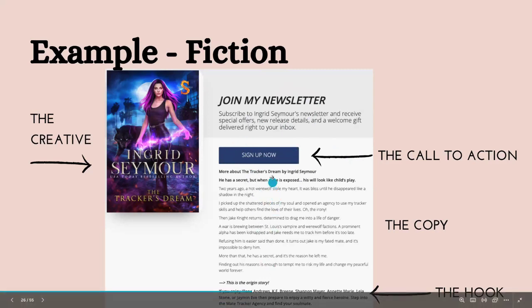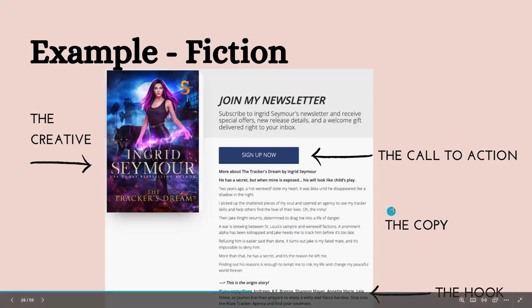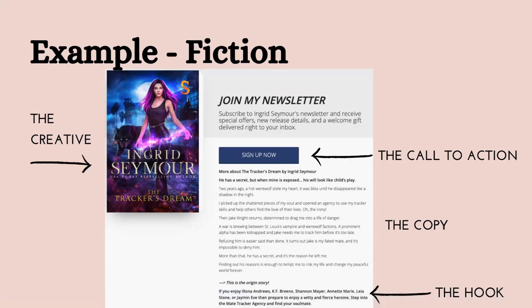The copy is probably straight from Amazon. It's the book synopsis, probably on Amazon. And then the hook is down here. If you enjoy Ilana Andrews, K.F. Breen, Shane Mayer, to prepare a witty and fierce heroine, step into the mate tracker agency and find your soulmate. So there's a hook there. I almost would have added a little bit more, but it's vampires and werewolves. So that's cool if you love vampires and werewolves. Anyone who knows those authors would know, okay, it's in this genre.